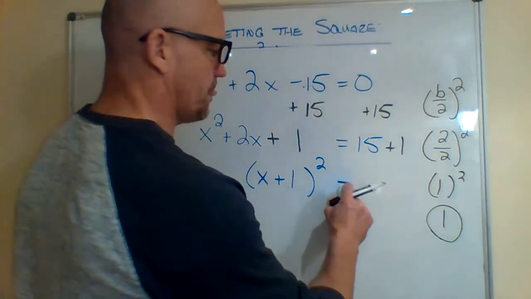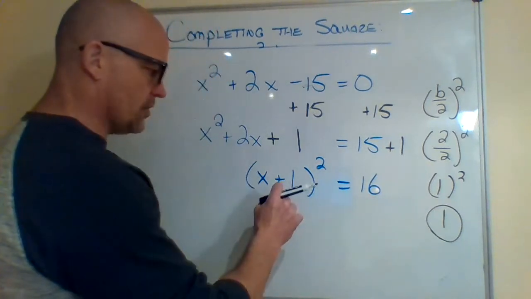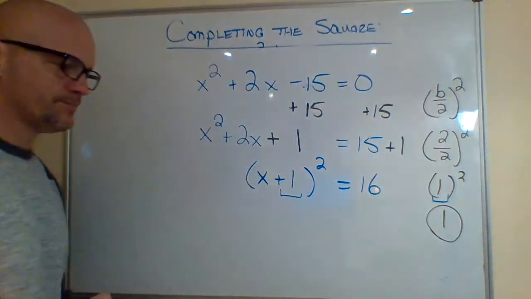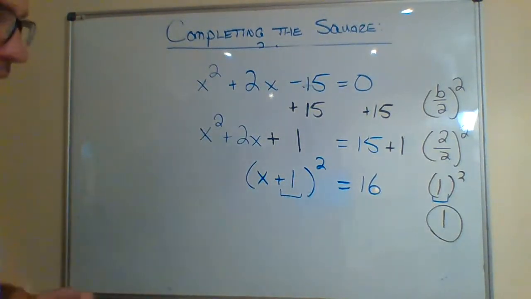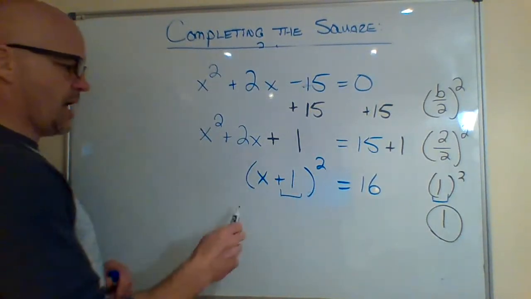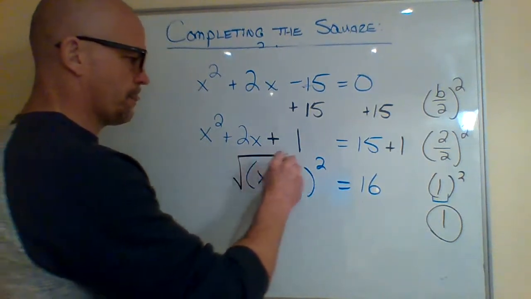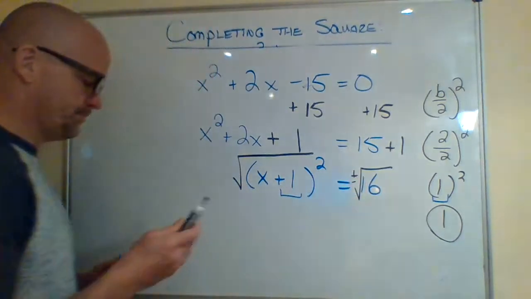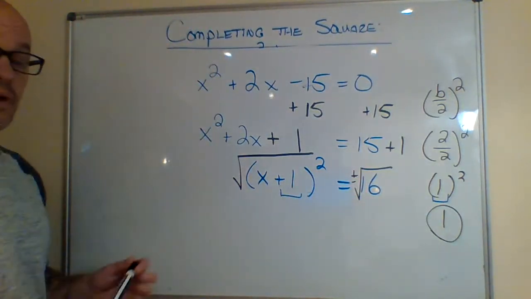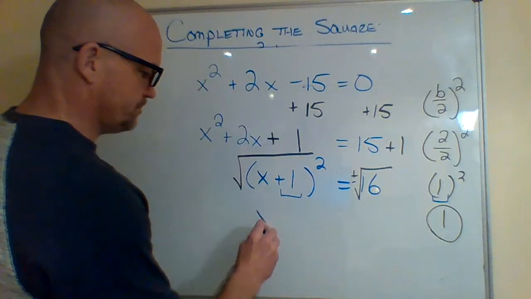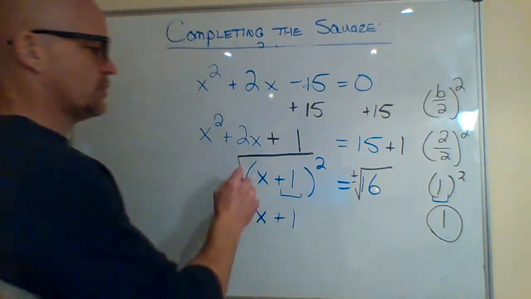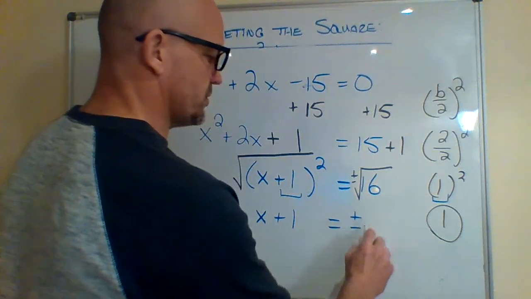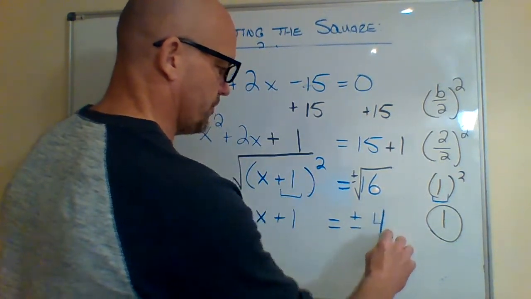On this side, I have 16. I could also get that value by noting what was here before squaring it. At this point, I can use my square roots to solve. I'm going to square root this side, and I'm going to square root this side, not forgetting my positive or negative. The square root of x plus 1 squared, that's x plus 1. Root and the square eliminate. That's going to equal positive or negative. The square root of 16 is 4.